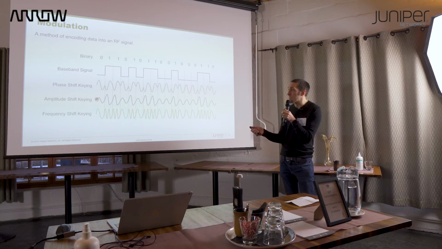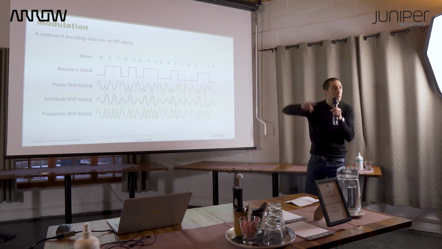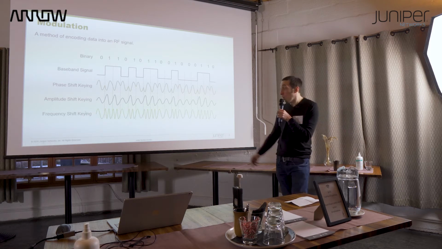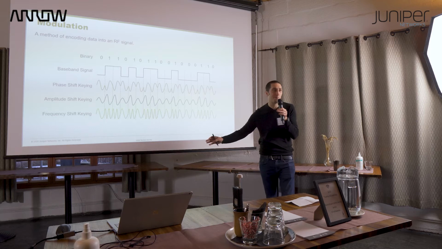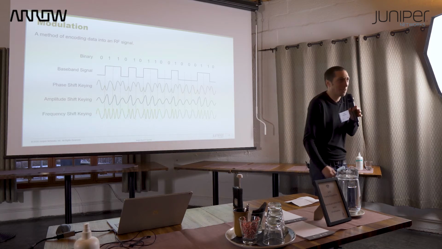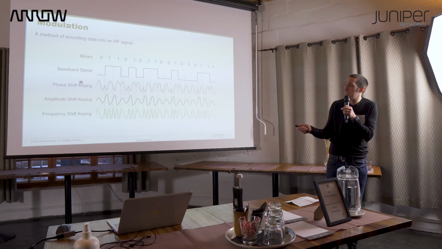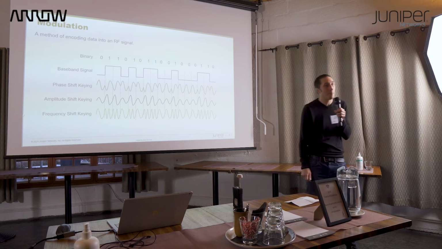We could shift the amplitude. An amplitude is how high the peaks are of the RF wave. It's what the power level is based on. So a low powered signal is a 0 and a high powered signal is a 1. That's something else we can do. Or we could transmit on different frequencies. I'm not going to go too much into that because in wireless networks we tend to use phase shift keying or a combination of phase and amplitude.